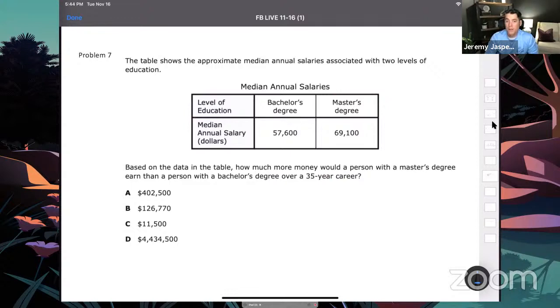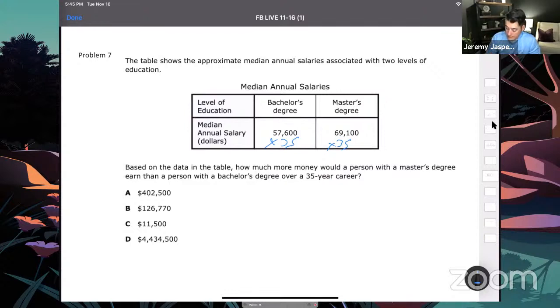Oh boy. So if we are making this much money and they want us to see the difference over a 35-year career, what should we do? What makes sense in your mind to go ahead and solve this? What we would do is multiply this by 35, multiply this by 35, and then subtract to get the difference between the two. What happens is you get really big numbers.